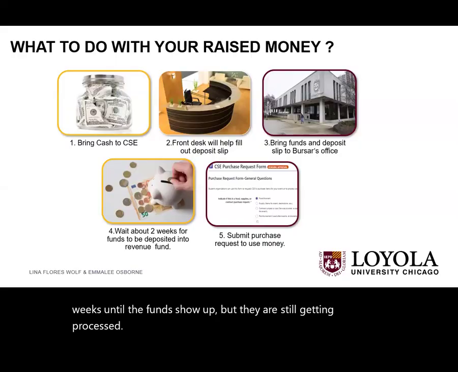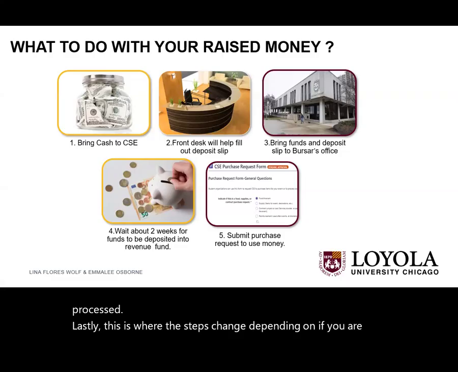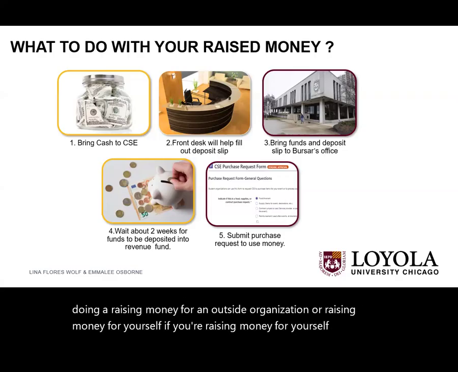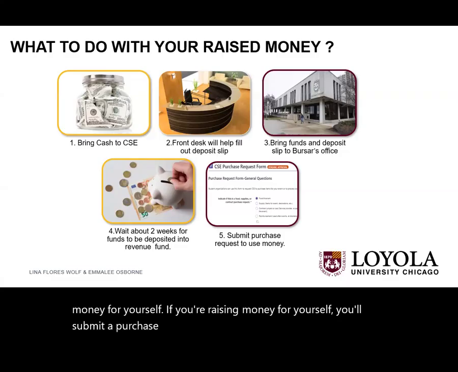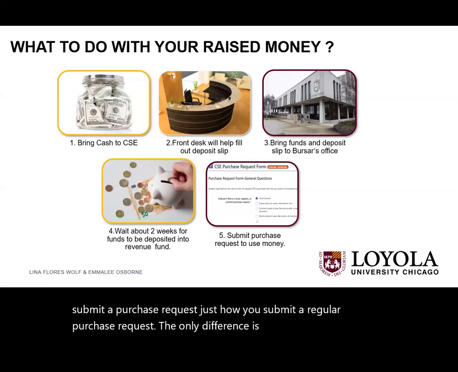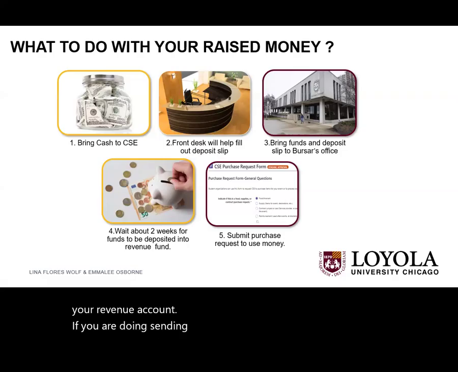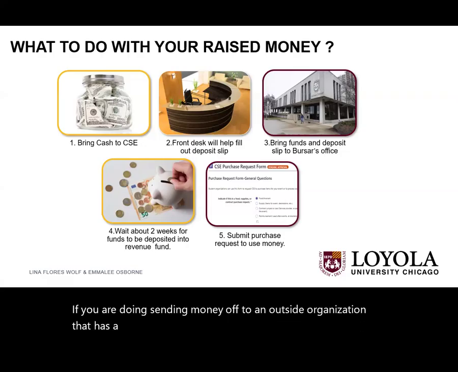Lastly, this is where the steps change depending on if you are raising money for an outside organization or raising money for yourself. If you're raising money for yourself, you'll submit a purchase request, just how you would submit a regular purchase request. The only difference is you're going to pull it from your revenue account.